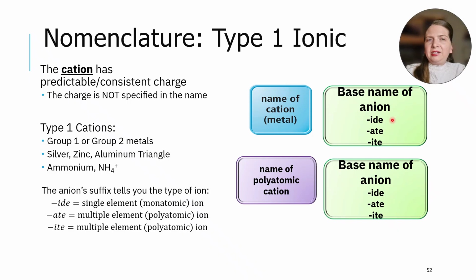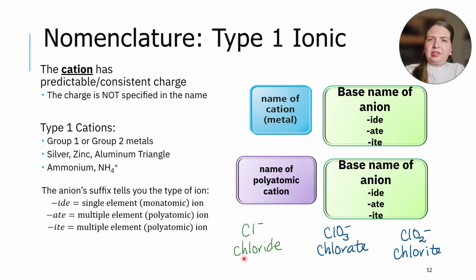The ending of the anion helps us identify what type of anion it is. The suffix -ide indicates a monatomic single-element ion. A suffix of -ate or -ite indicates a polyatomic ion. For example, Cl- is called chloride because it is only a single-element ion. Chlorate is ClO3-, which is a polyatomic ion with 3 oxygen atoms, and chlorite is ClO2-, with 1 fewer oxygen atom than chlorate.